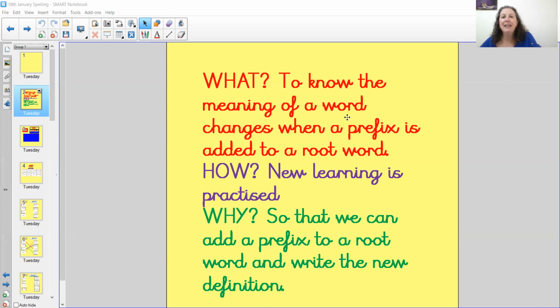Okay, so our learning today is to know that the meaning of a word changes when a prefix is added to a root word. We're doing that through new learning and practice, so that we can add a prefix to a root word and then write a new definition.